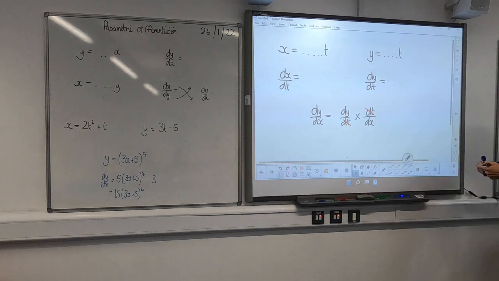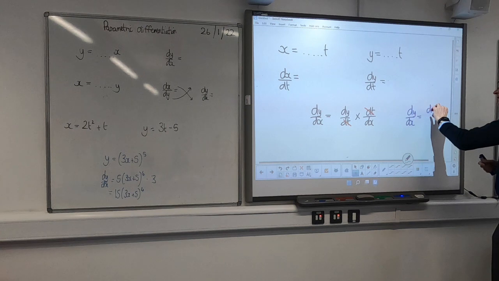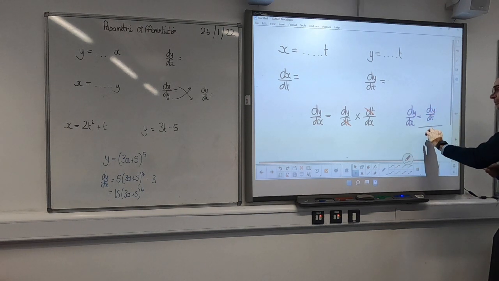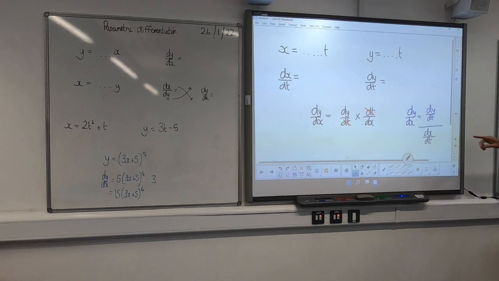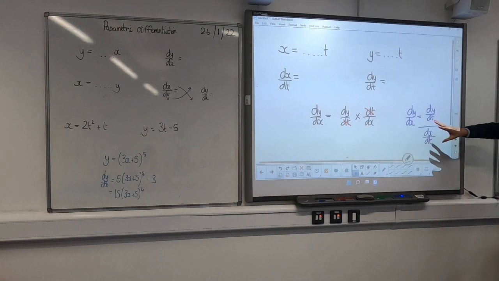Some textbooks write it slightly differently. They'll say dy by dx is dy by dt divided by dx by dt. But I hope you can see those two things are the same, because if I want to divide by a fraction, that's the same as multiplying by that fraction flipped. I prefer this method. This method is exactly the same, and sometimes that works better and sometimes that's better. To start with, you'll think, why aren't you showing me that? But as we get into harder examples next lesson, you'll see maybe why I'm choosing to write it that way. But these are the same thing.